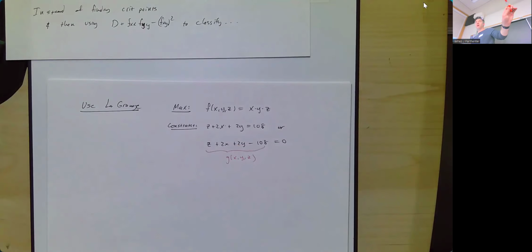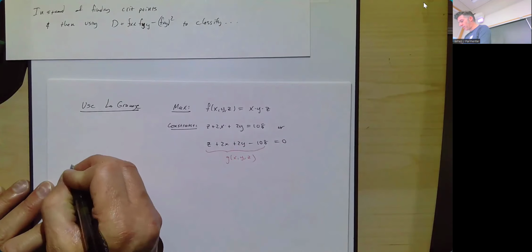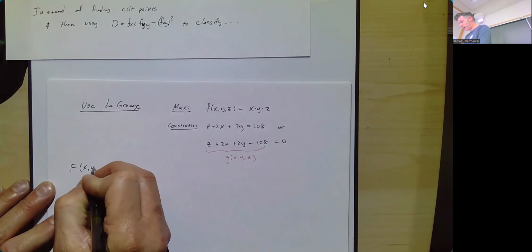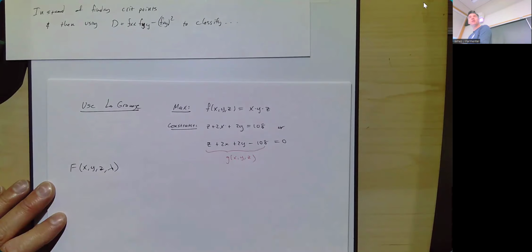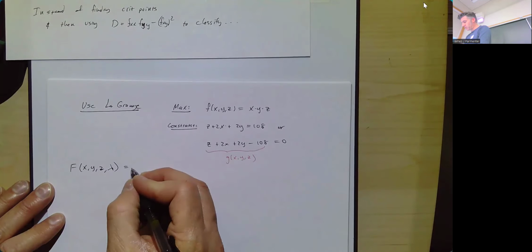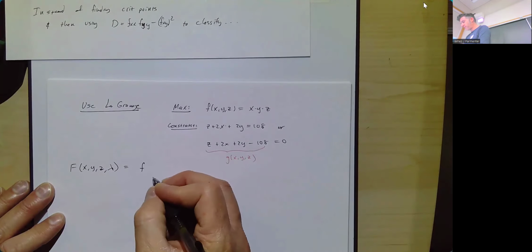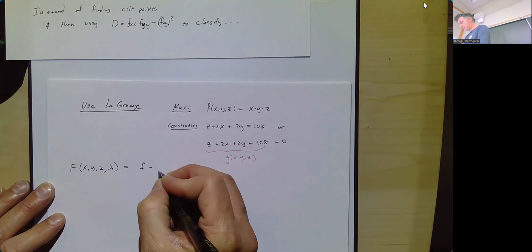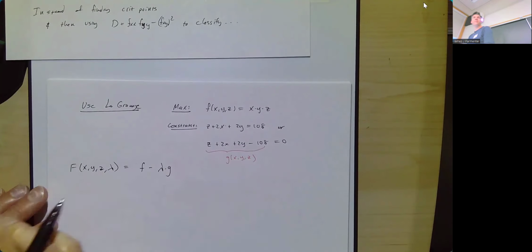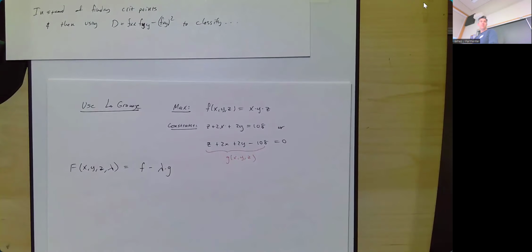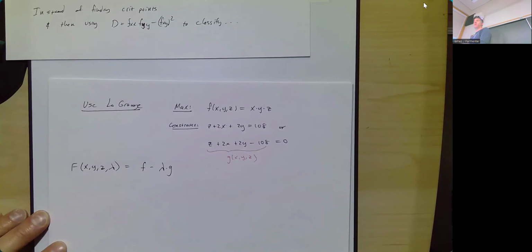So let me continue on and then we'll circle back. What we're going to do is say that capital F of x, y, z, lambda is equal to little f minus lambda times little g. Does that look familiar? Or do you talk about gradients? Talk about gradients? Cool. So let me show you both ways.